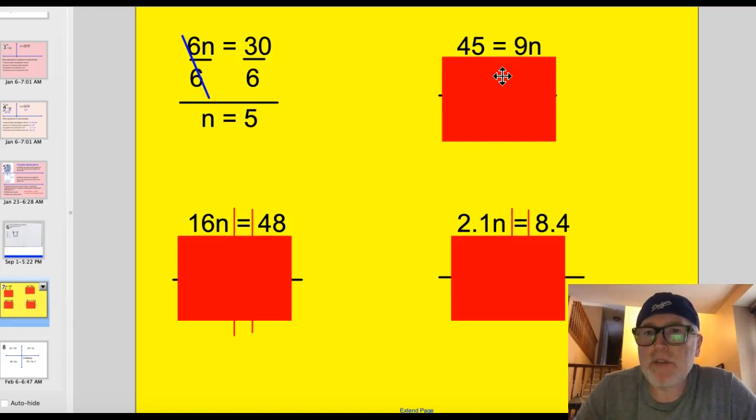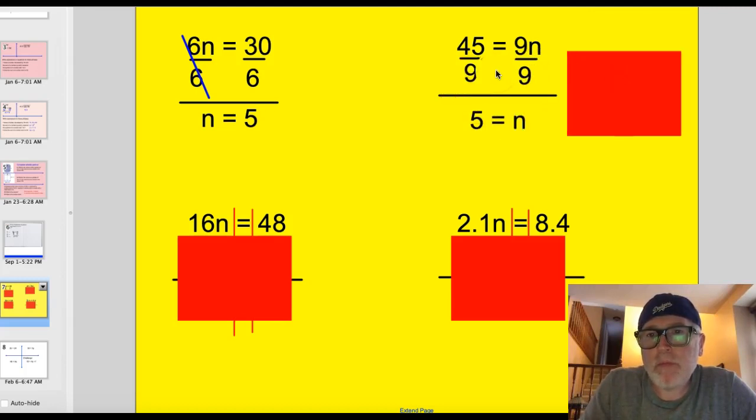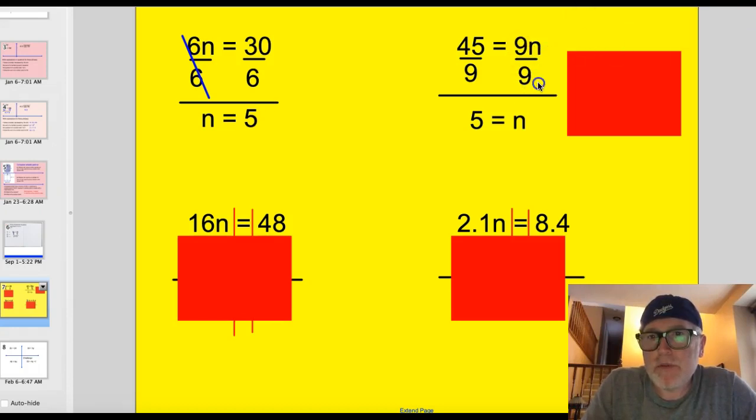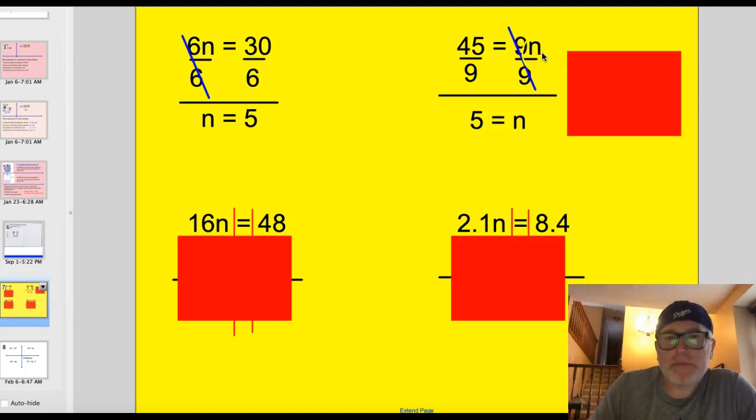How about this one? 45 equals 9n. Go ahead and write it down and try. Okay. 45 divided by 9. Sorry about that. I got some pop-ups happening here. These guys here cross off. There we go. The 9's divide. You've got 5 equals n once again.